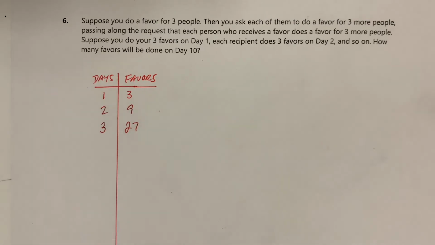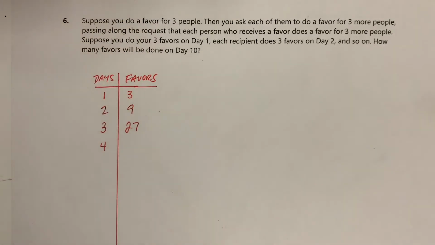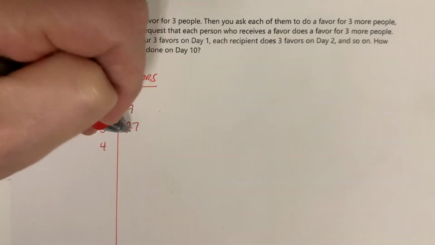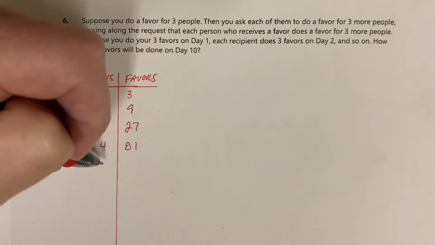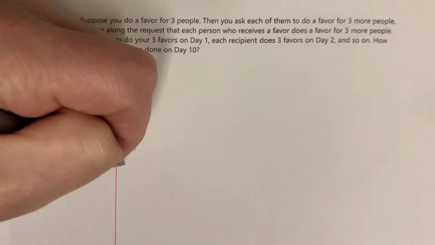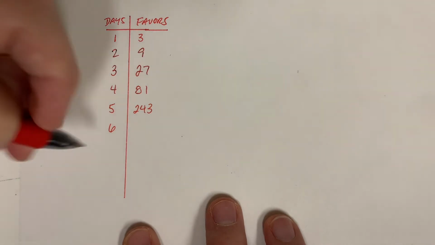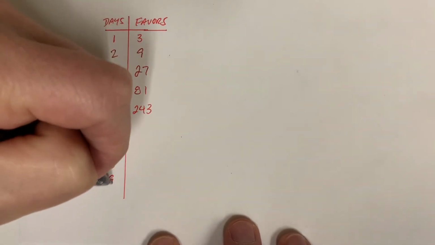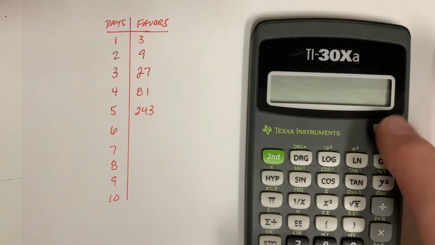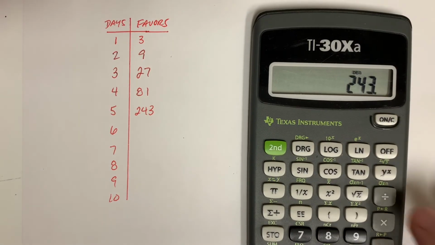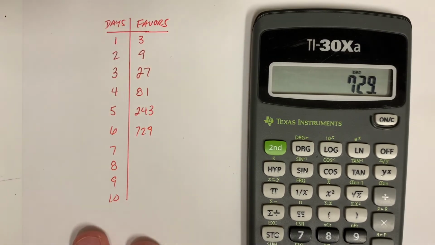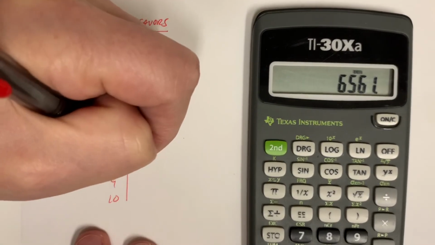And that's exactly what happens for an exponential function. On day 4, we're just multiplying by 3 each time. 27 times 3 is 81. On day 5, that's going to give us 243. Day 6, and we can go all the way up to 10, really, because that's not too hard to do. 8, 9, 10. We just multiply by 3 each time. So let's do 243 times 3, 729. Do it again. Times 3, 2187. Times 3, 6561.